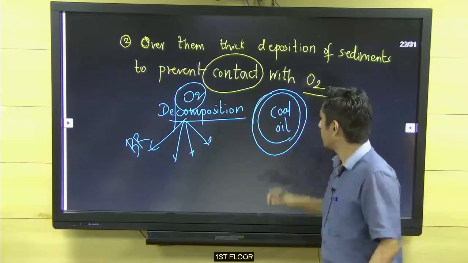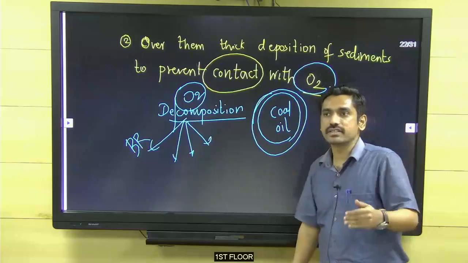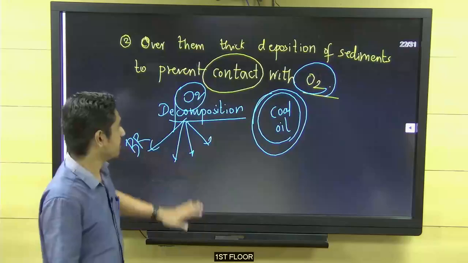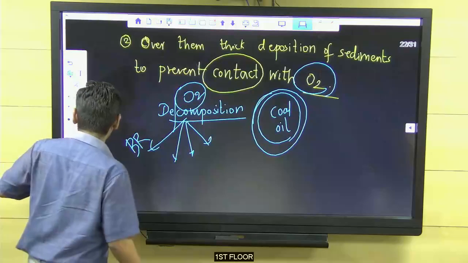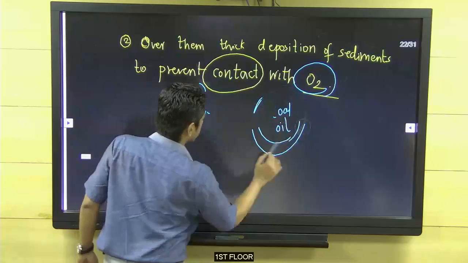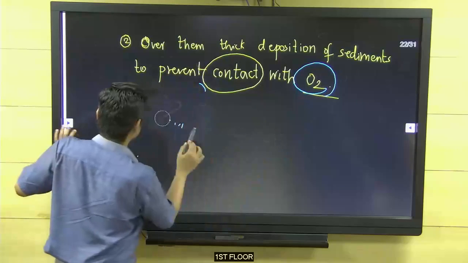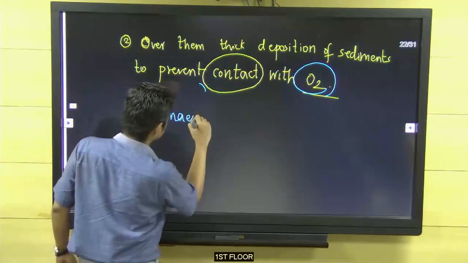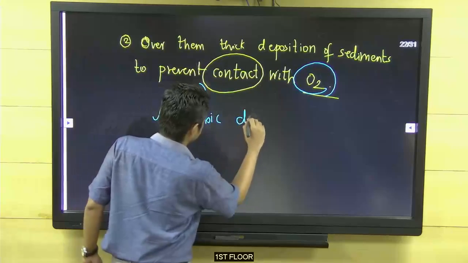Only then you will form coal and oil. Now visualize this. If you're preventing contact with oxygen, does that mean decomposition won't happen? No, decomposition will happen. But decomposition will not have oxygen. The process is called anaerobic decomposition. So you do not want oxygen. In the absence of oxygen, anaerobic decomposition will take place.